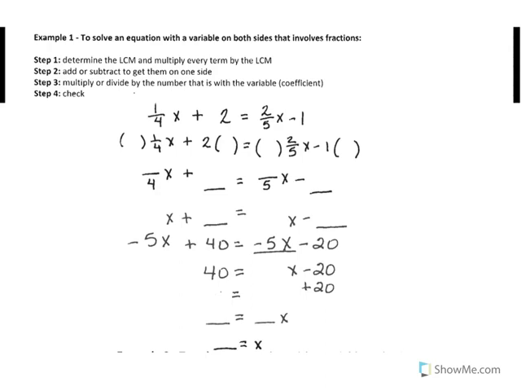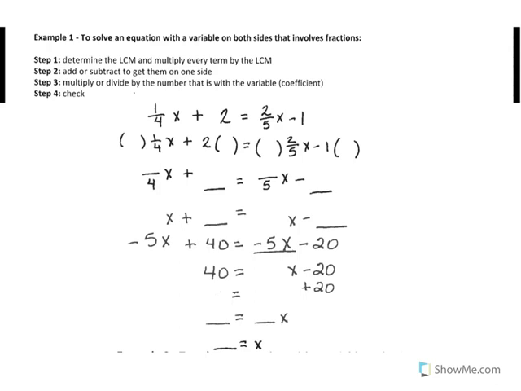Step 1 says that we need to determine the LCM and multiply every term by the LCM. LCM is the least common multiple. You may be used to LCD, the least common denominator, for when we're adding and subtracting fractions. You can think of it as the same thing. We're just going to find the smallest number that both denominators will evenly divide into.